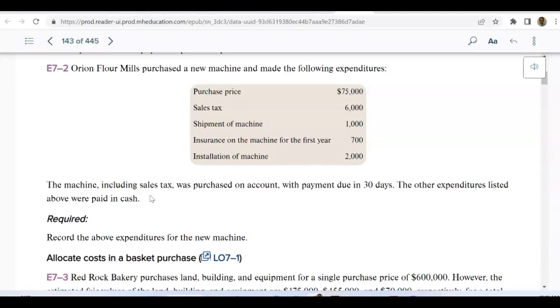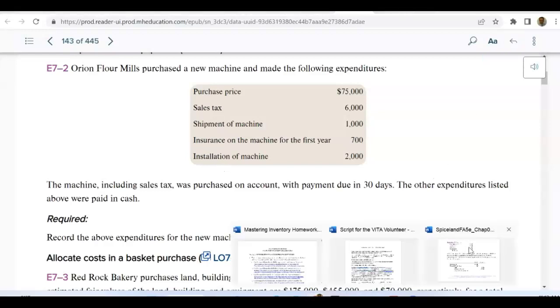The machine, which includes sales tax, was purchased on account with payment due in 30 days. The other expenditures listed above were paid in cash. So the machine and sales tax were on account. Shipping was paid in cash. Insurance for the first year was paid in cash. Installation was paid in cash. Okay, very good. Here we go.